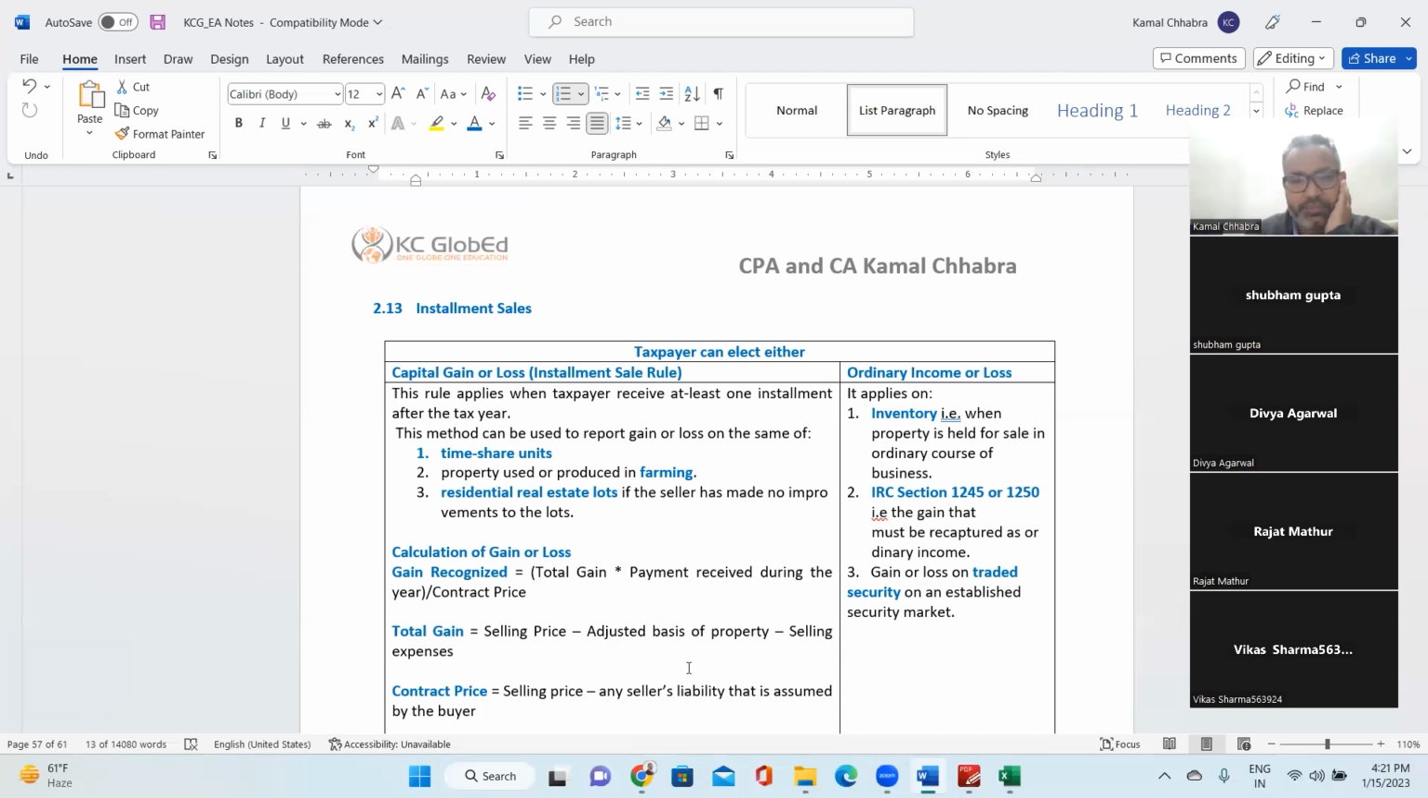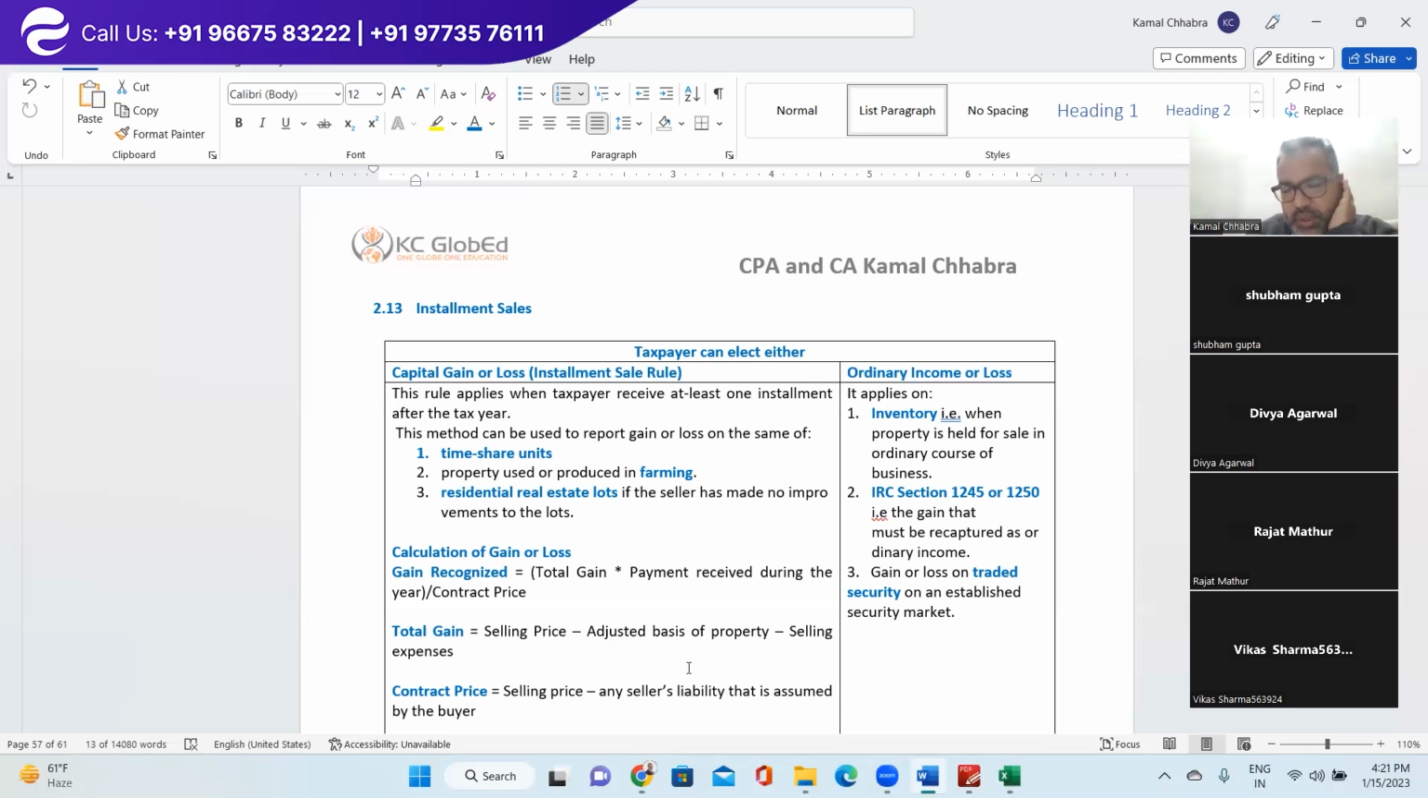Let's understand that. First, the rule applies when the taxpayer receives at least one installment after the tax year. That means the installment arrangement is generally for more than 12 months. The installment you receive in the current year is okay, but there should be some installment coming in a future year also. Then only can you apply this capital gain or loss rule. If you receive all the installments in the same year, you should not apply the capital gain rule.